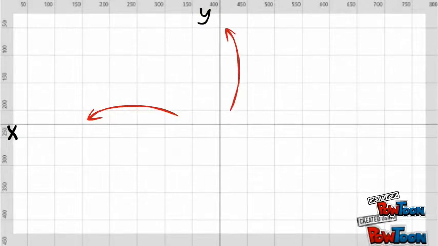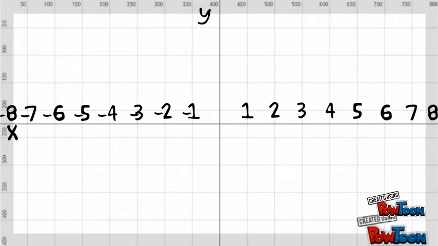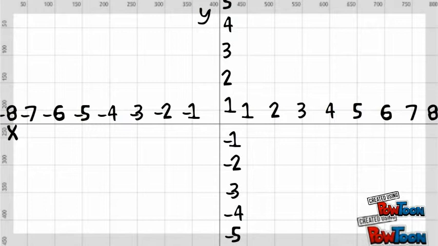This is a Cartesian plane. There are 4 quadrants, 1 at the top right, 2 at the top left, 3 at the bottom left, and 4 at the bottom right. There are 2 axes, x and y. X is horizontal and y is vertical. In the x-axis, numbers to the right are positive and numbers to the left are negative. In the y-axis, numbers at the top are positive and numbers at the bottom are negative. The origin is where the 2 axes intersect.